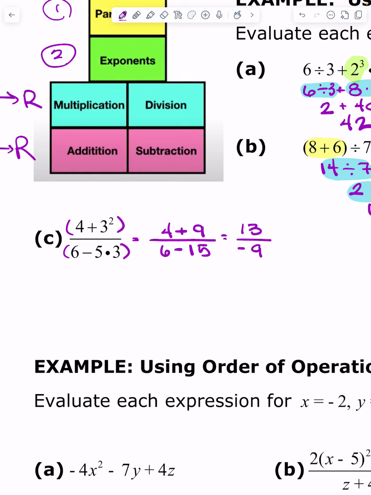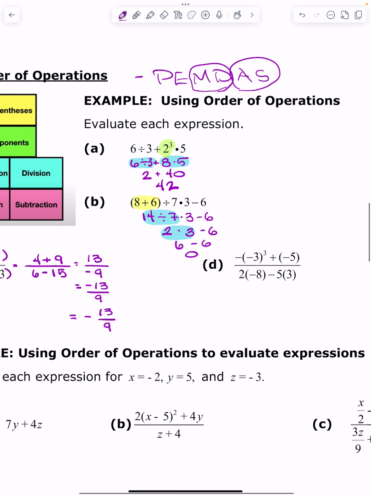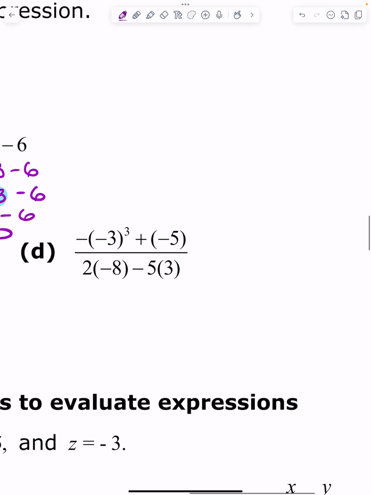I'm taking away something bigger from something smaller, so I get a negative answer. And we are going to cover this, but that negative can be moved anywhere. That's going to be the same as negative 13 over positive 9, or negative quantity 13 over 9. As long as there's one negative, it doesn't matter where I put it. D gets a little more complicated.